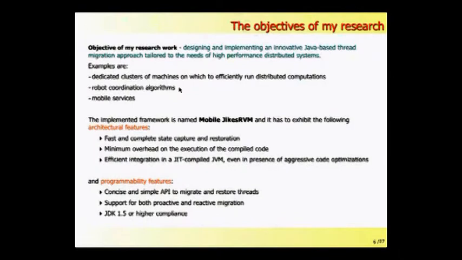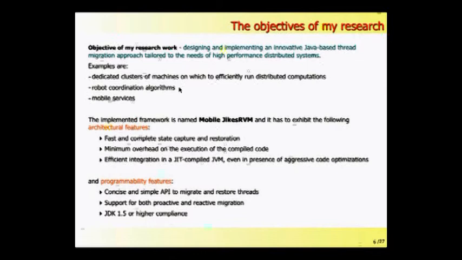So no interpreters, just JIT compilers, even in presence of aggressive code optimizations. As for the programmability point of view, I try to stay very simple and concise, with an API which is familiar to Java programmers, which is the serialization API. And I try to use a Java virtual machine that is JDK 1.5 compliant, which is very important today.